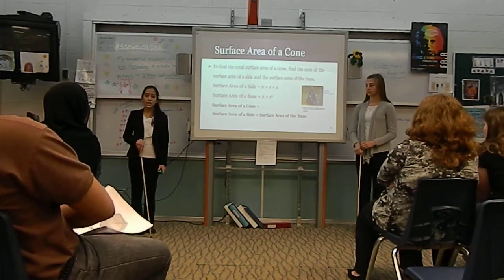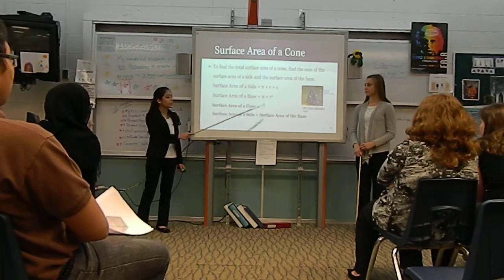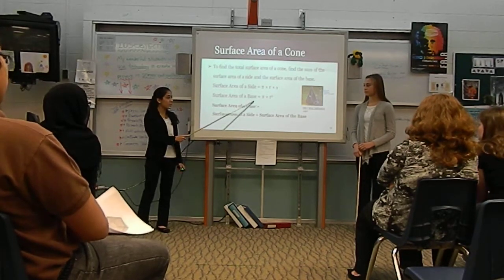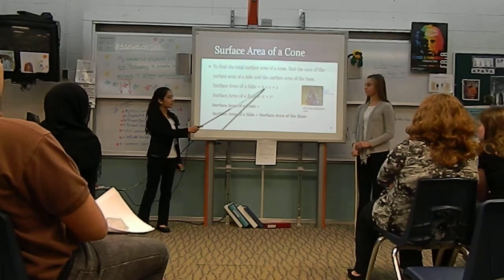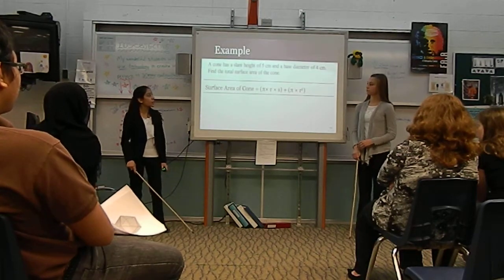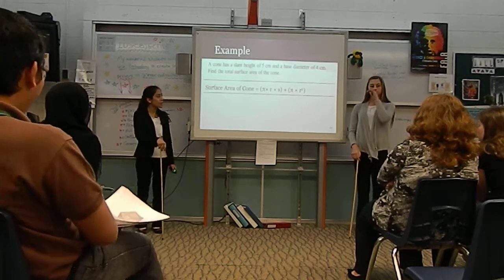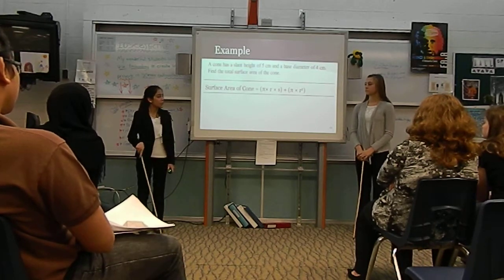and then find the sum of each. To find the surface area of a side, we would multiply pi times the radius times the side, which is also the slant height. To find the surface area of the base, we would multiply pi times the radius squared, and the sum of those two would equal the total surface area of a cone. For example, a cone has a slant height of 5 centimeters and a base diameter of 4 centimeters. Find the total surface area of the cone.